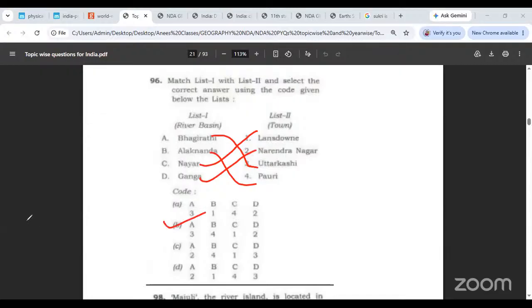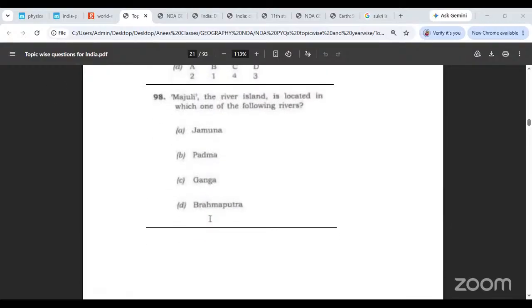Okay. These are the drainage basins. Majuli, the river island, is located in which one of the following rivers? Jamna, Padma, Ganga, Brahmaputra. D, Brahmaputra. Absolutely correct. Majuli is a famous island, riverine island. It's like a depositional thing, right? वो braided streams वगैरह बनाते हैं ना, तो बीच में वो silt डाल के चले जाते हैं. So we are talking about such an island, okay? So Majuli is a riverine island. It is formed in the Brahmaputra.